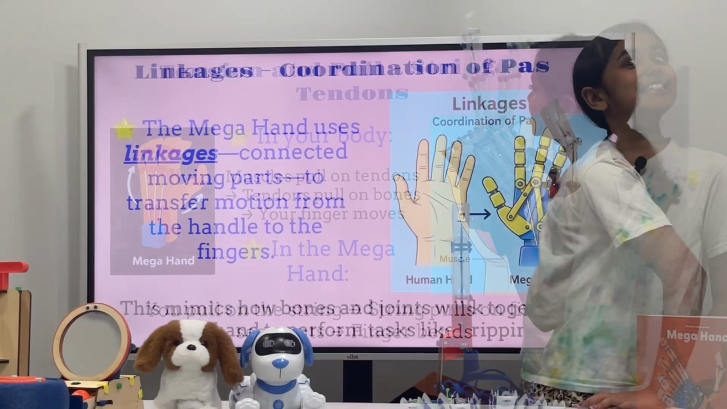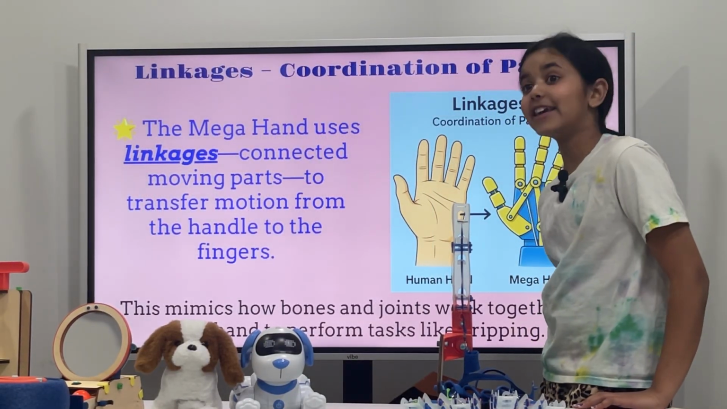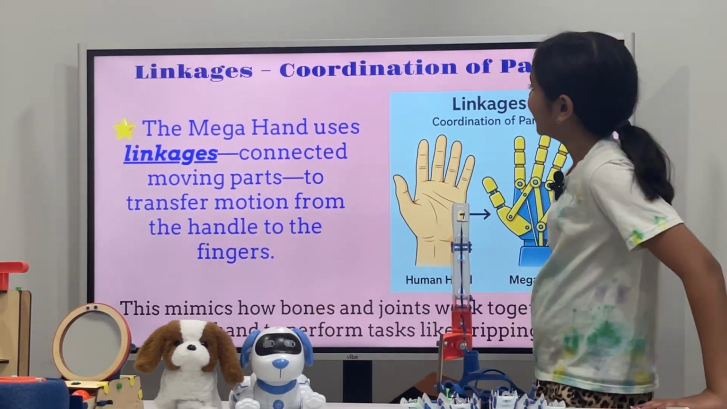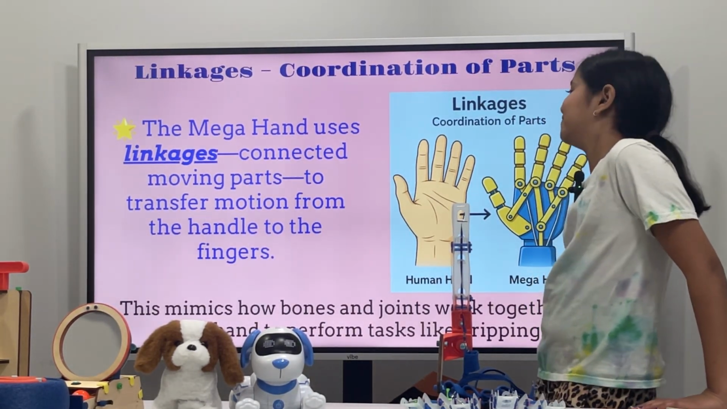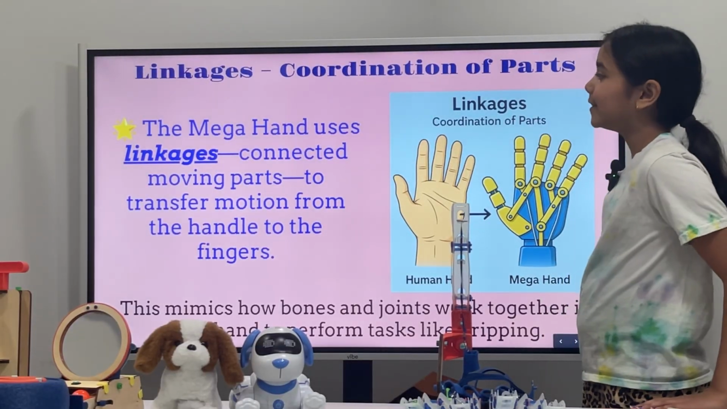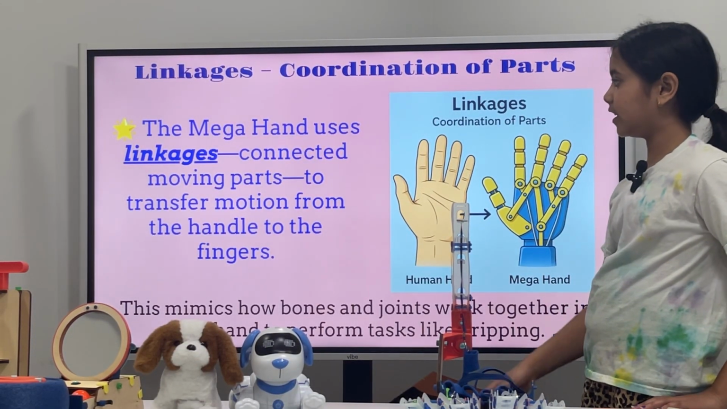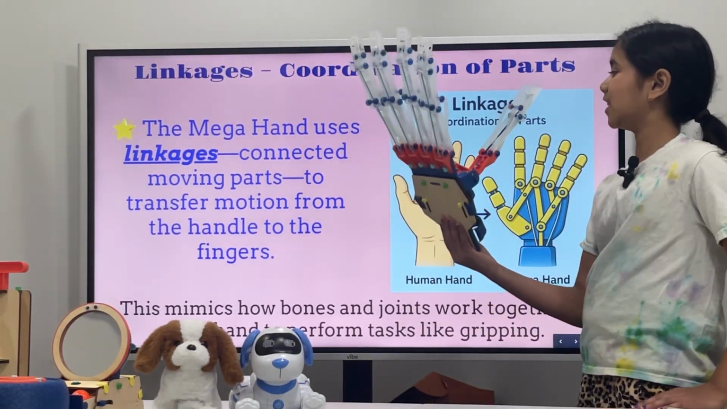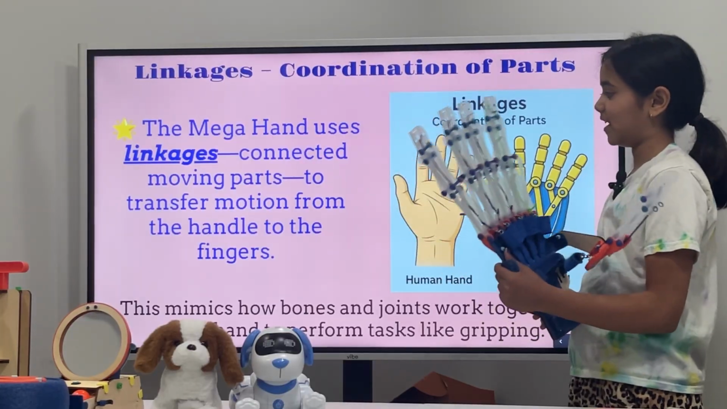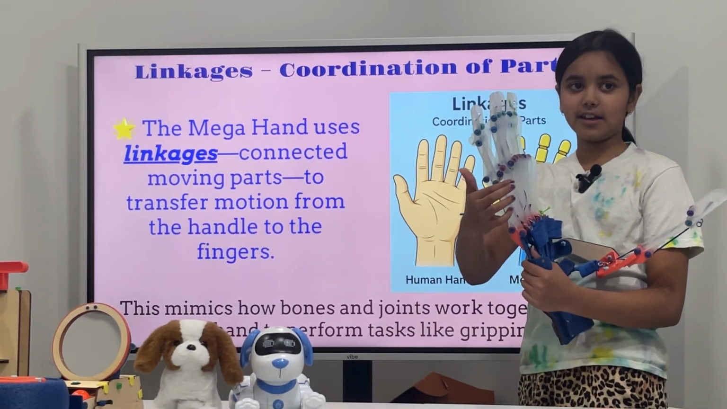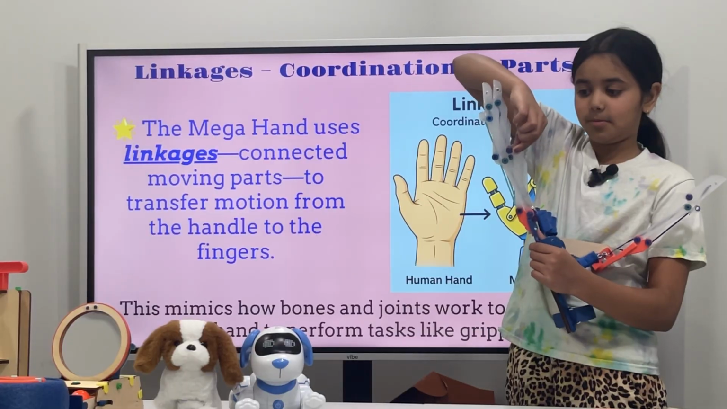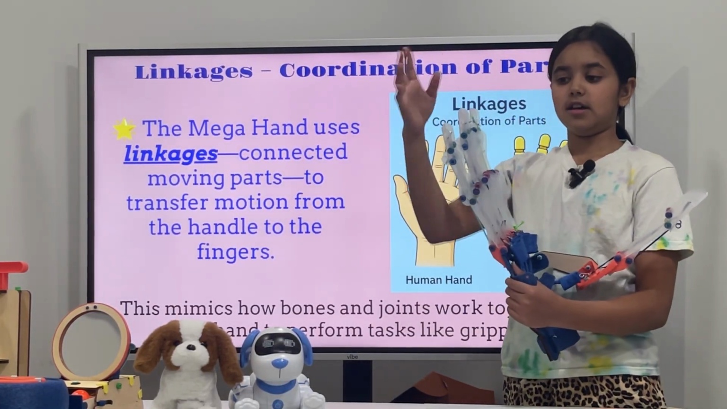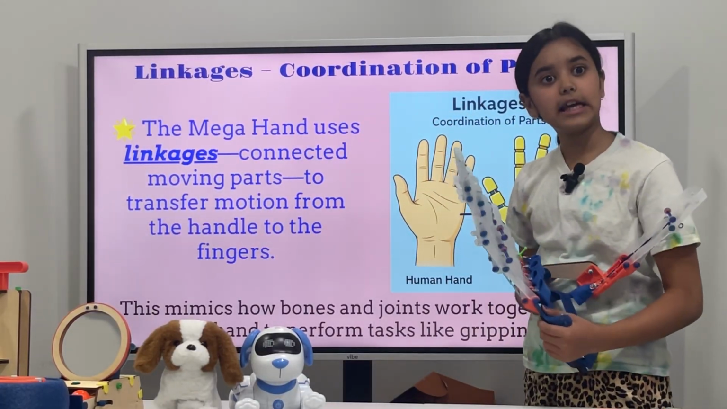Okay, good. So, linkages: coordination of parts. In the mega hand, it uses linkages. That sounds weird to me, but anyway, they connect the moving parts to transfer motion from the handle to the finger. So these are your linkages, like the extra little bits sticking out. That's not in your real hand. Those are your linkages, I'm pretty sure.